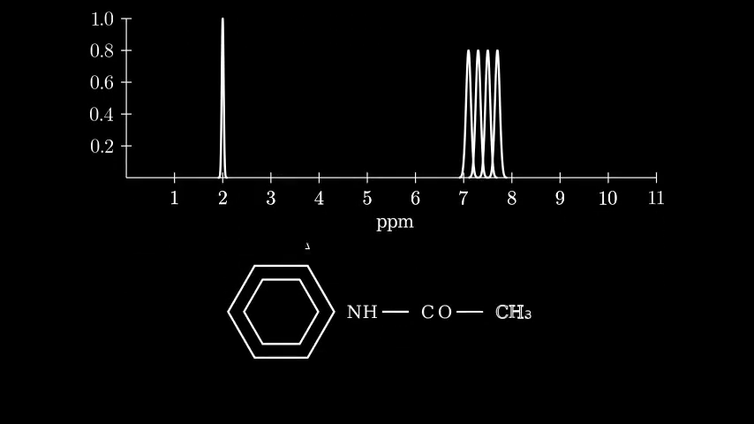We have a benzene ring with several protons labeled A through E. There's an amide group with NH attached to the ring and a methyl group attached to the carbonyl carbon. Let's correlate the peaks with the structure.